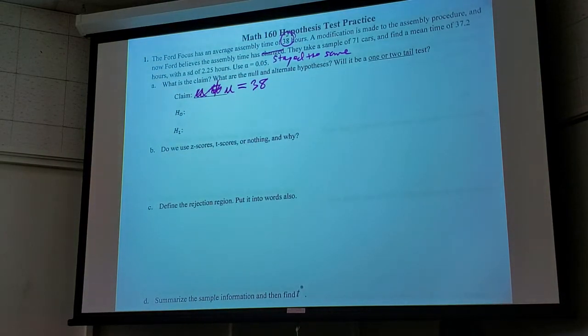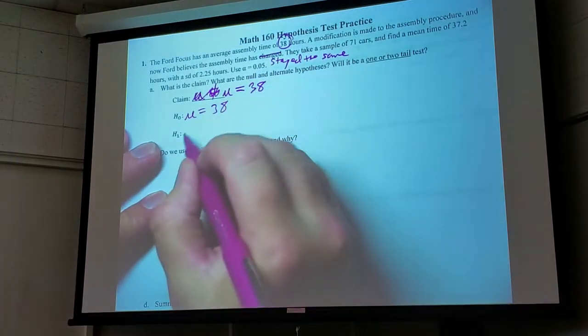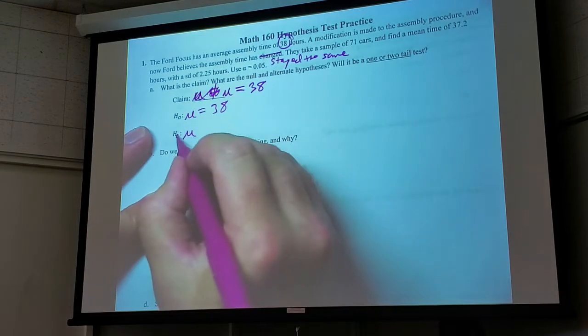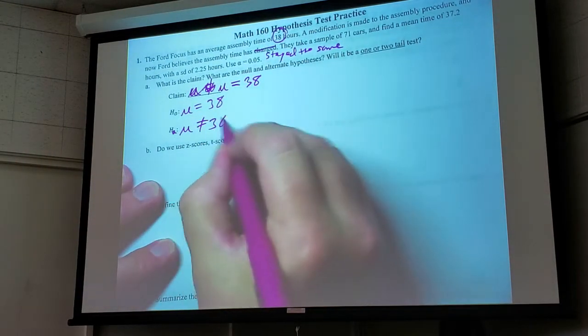If I do too many examples where the claim goes in the null, people just start to think the null is the claim. No, you totally have to stop. Is that an equal sign? Very much so. So it's got to go in the null. The claim can be either one. So what's the alternative? Let me change it. Does not equal 38. Yeah, now that's does not equal.